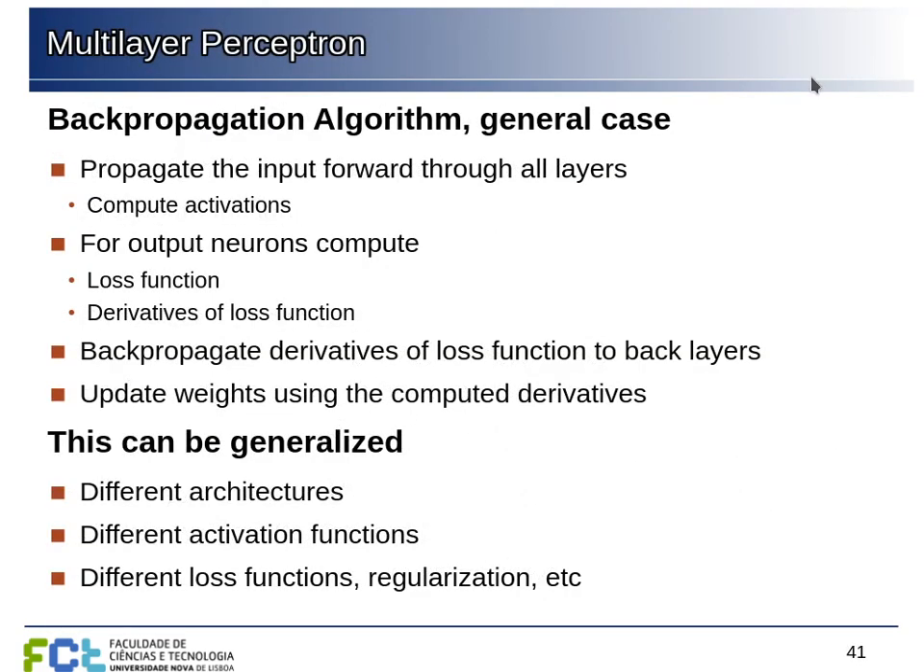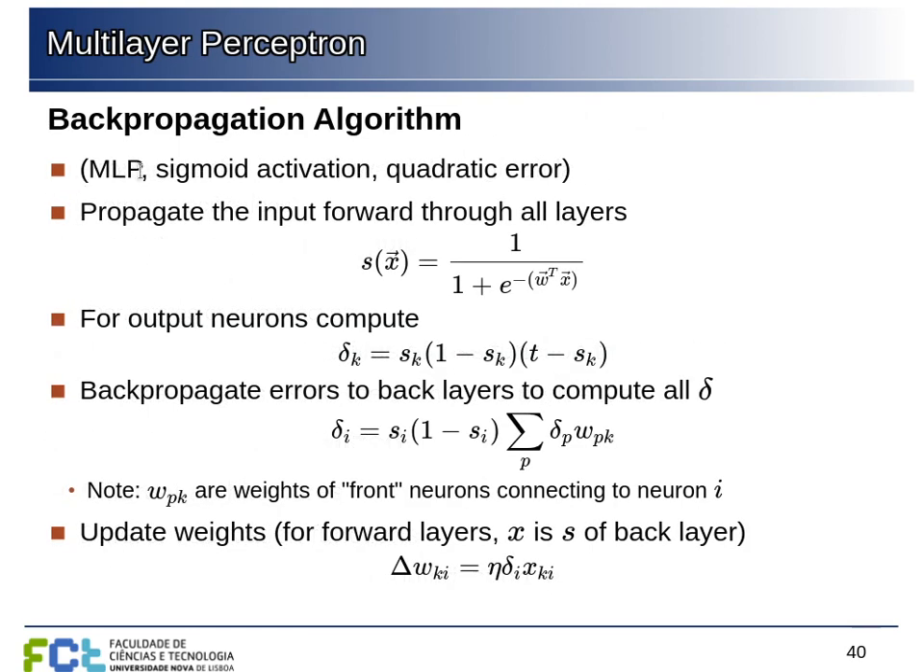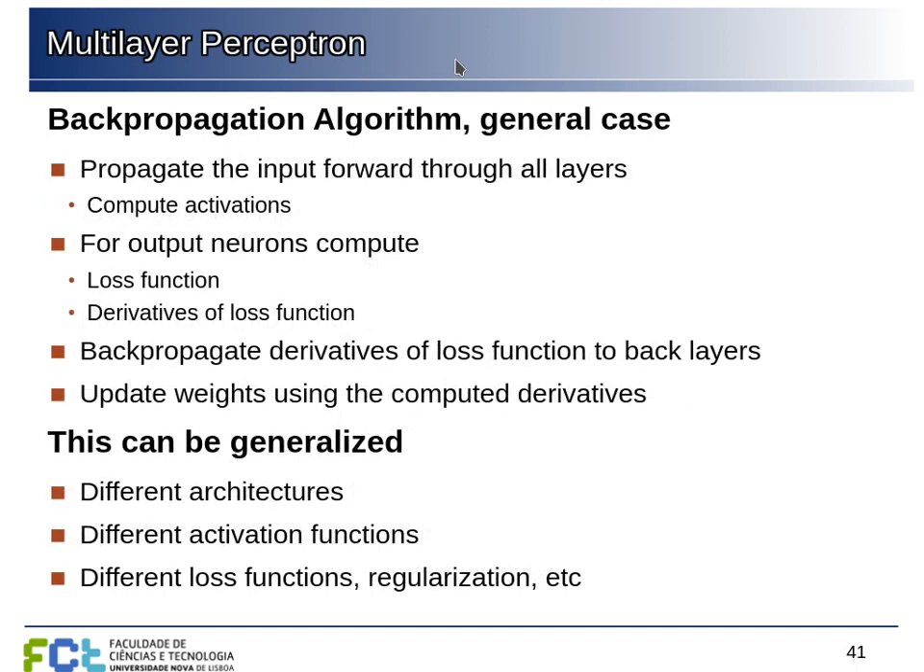Okay, so this is for this particular example: sigmoid activation, quadratic error, multilayer perceptron. But we can use backpropagation in the general case by propagating the inputs through the network to compute the activations, and then backpropagating the derivatives of the loss function. As long as we can compare the output of the network to some target value and compute the loss function, and as long as we can compute the derivatives of all of the functions involved, we can backpropagate this error by multiplying all of these derivatives and updating the weights. And this can be automatically generalized.